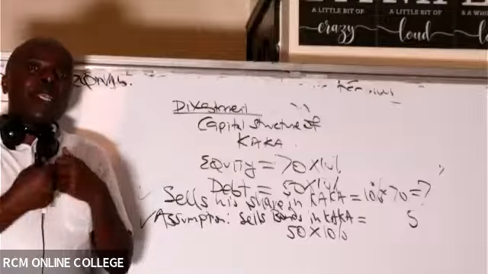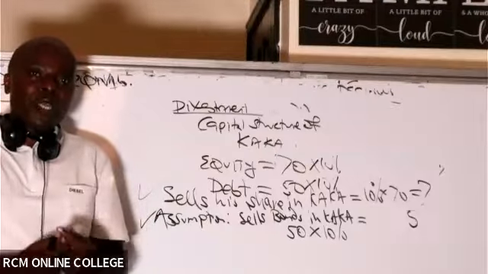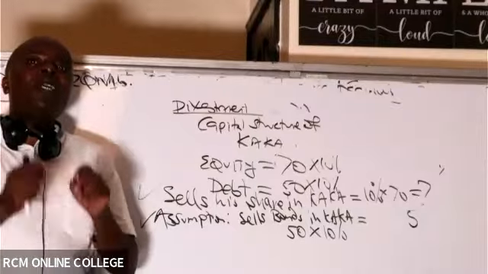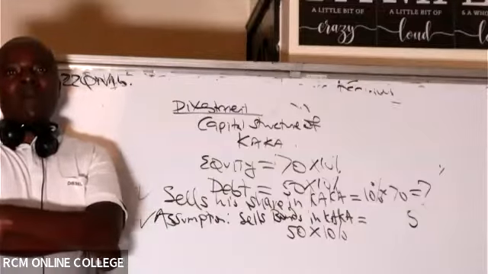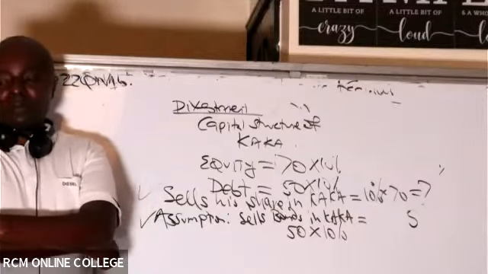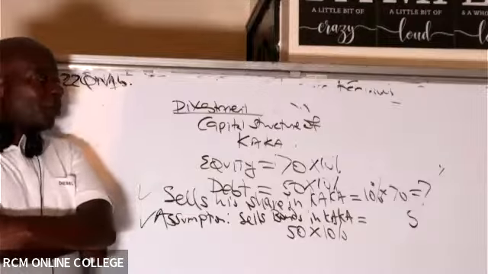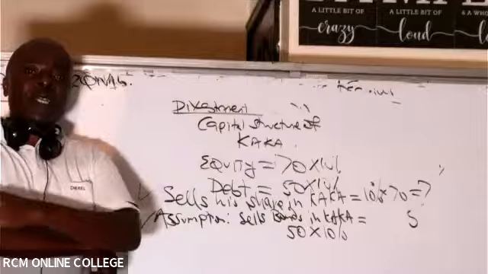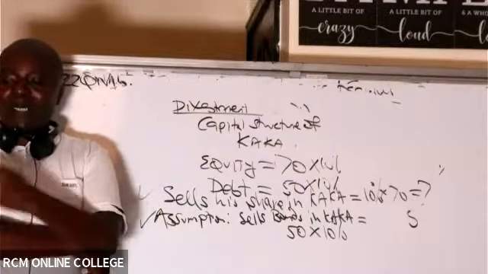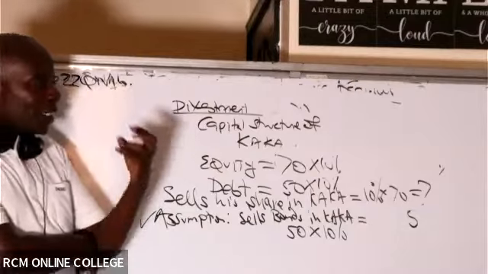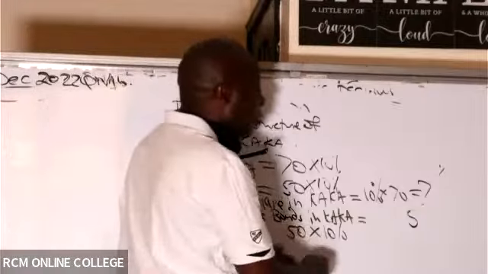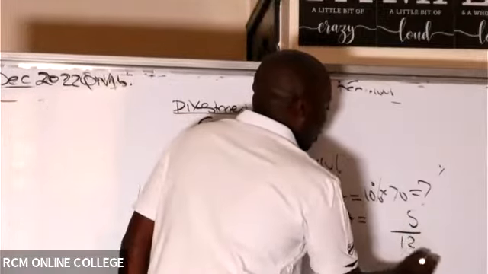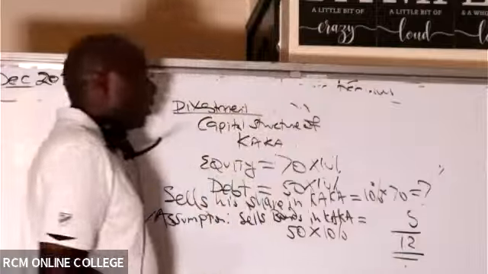So when he does this divestment and borrowing, how much shall he have in total? He has been able to sell his shares and he has been able to sell bonds. When you sell bonds, you're borrowing. So how much shall he have in total? It is 7 plus 5. So the amount he has in total will be 12.